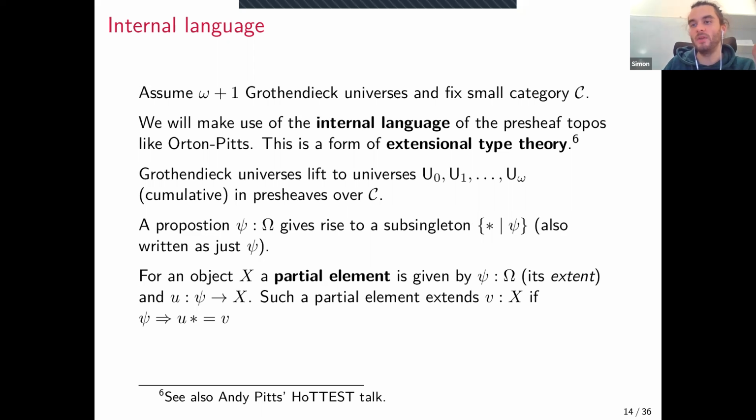Now, I also have a notion of partial elements, similar to what we had in the syntactic theory. For an object X, a partial element is given by a proposition psi, which defines the extent, so where it is defined, and a function from psi to X. And such a partial element extends a total one if, on the part on psi, it is the same as the total element.